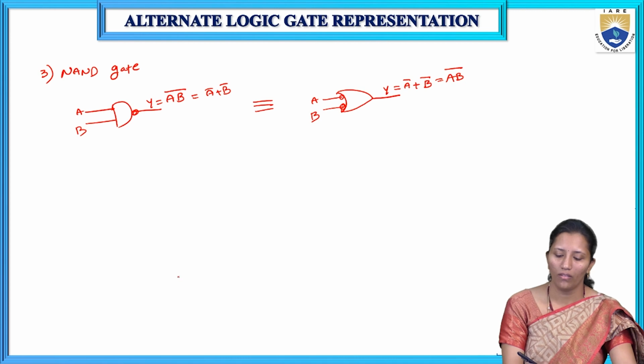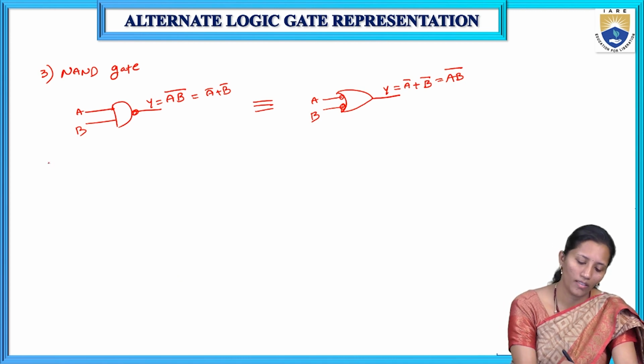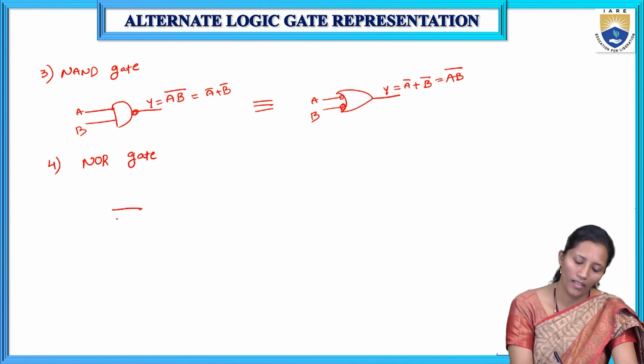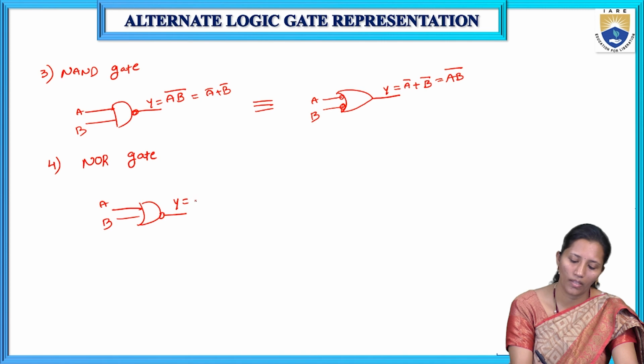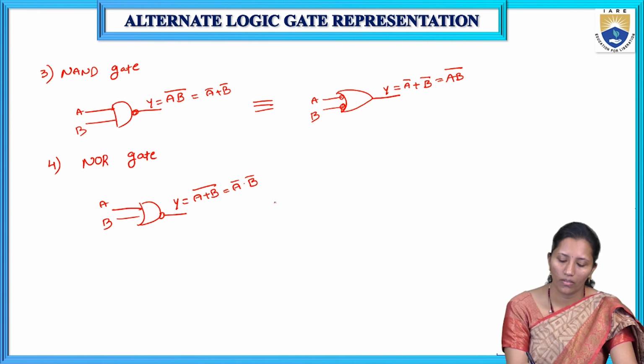Okay. So another gate is the NOR gate. In the NOR gate, A and B are the inputs and Y is the output. So here we can write (A plus B) whole bar. Applying De Morgan's law, we can write A bar into B bar. So the equivalent circuit for this one we can draw directly, without applying the logic also.